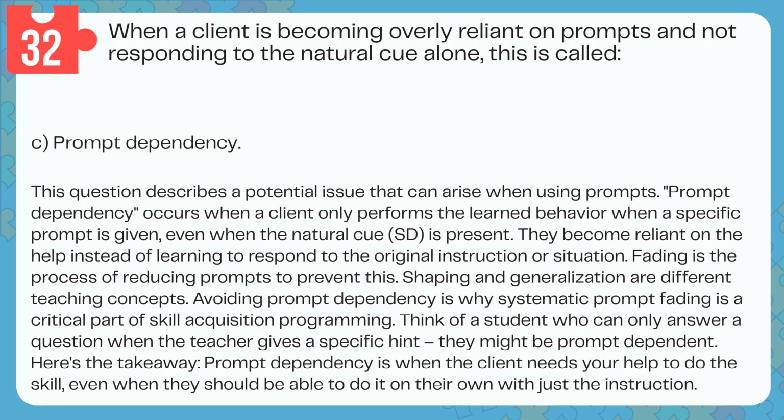Think of a student who can only answer a question when the teacher gives a specific hint. They might be prompt dependent. Here's the takeaway. Prompt dependency is when the client needs your help to do the skill, even when they should be able to do it on their own with just the instruction.